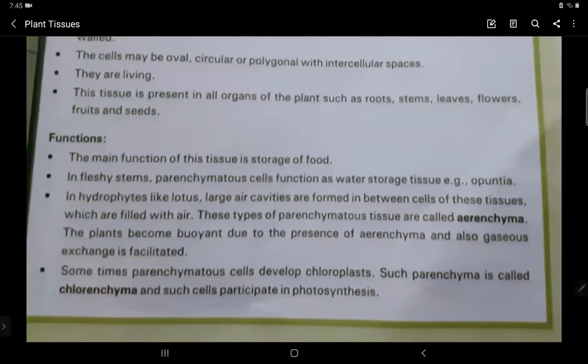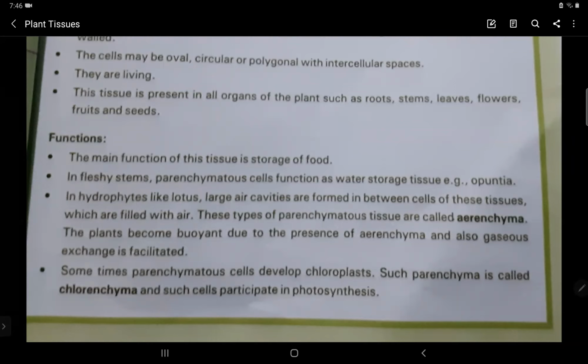In fleshy stems, parenchymatous cells function as water storage tissue. In hydrophytes like lotus, large air cavities are formed in between cells of these tissues, which are filled with air. These types of parenchymatous tissues are called aerenchyma.